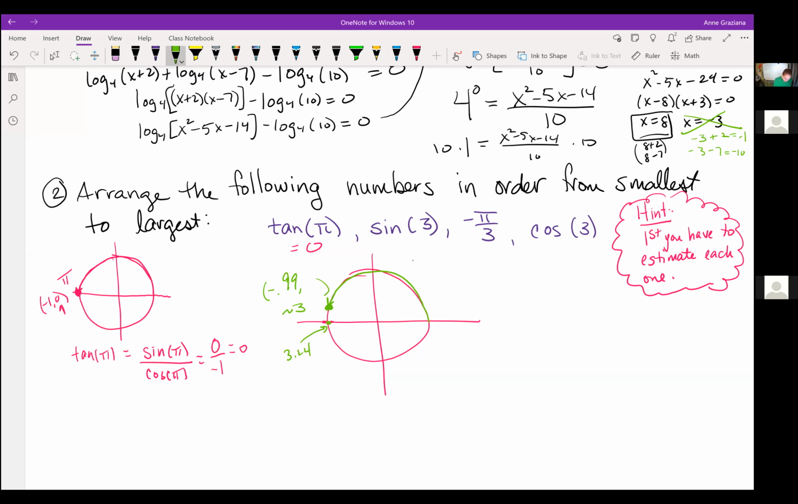And the y coordinate, I would go up, I don't know, say about 0.2. So then my sine of 3 is going to be the y coordinate, which is 0.2. And cosine of 3 is approximately, remember, use the squiggles, the approximately sign, -0.99. So this is approximately -0.99, and this is approximately 0.2.